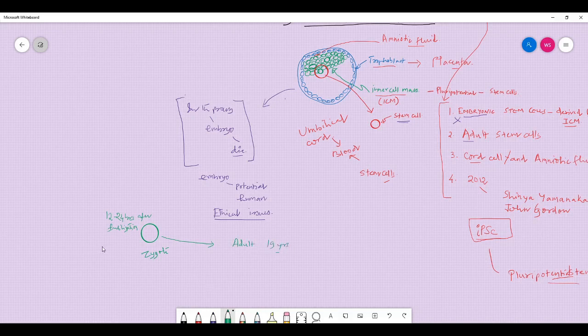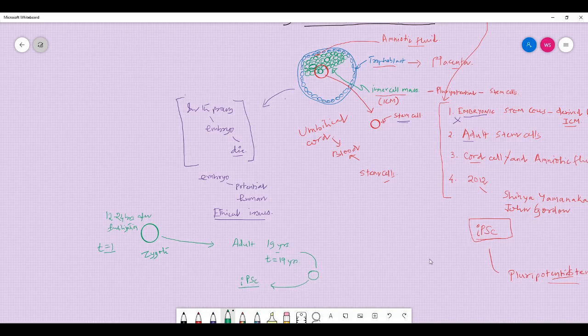Okay, so T equal to 1 day and T equal to 19 years. From this 19-year-old adult, we are taking a cell and converting it into an induced pluripotent stem cell. The cell had begun its journey from a zygote to an adult of 19 years, and that 19-year-old cell, we are converting it into a stem cell.